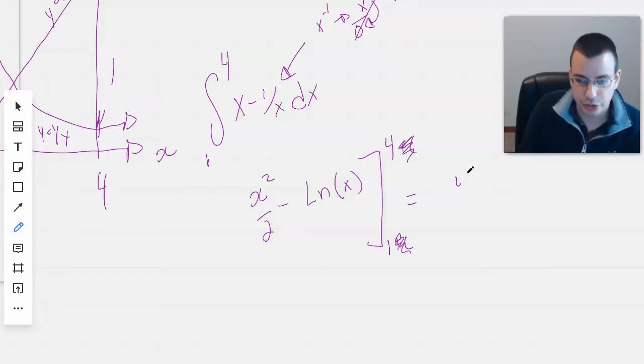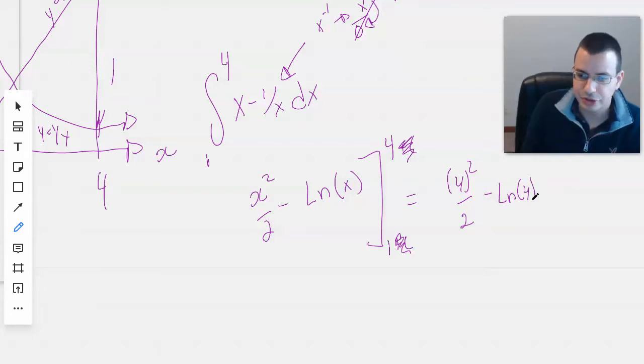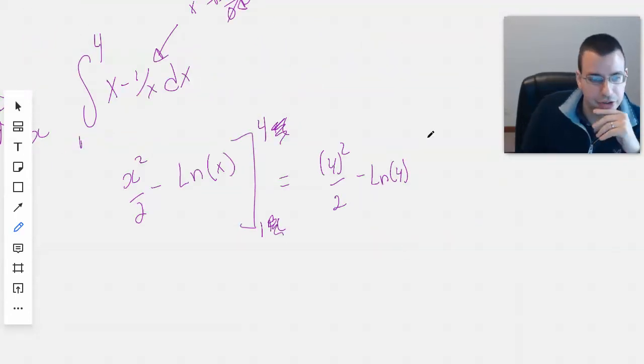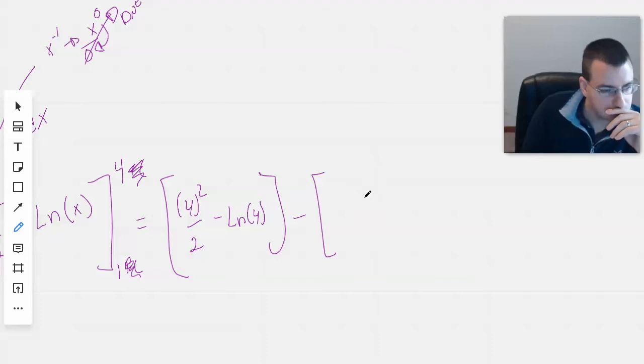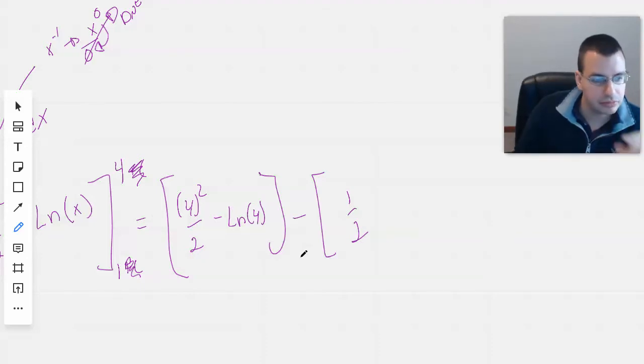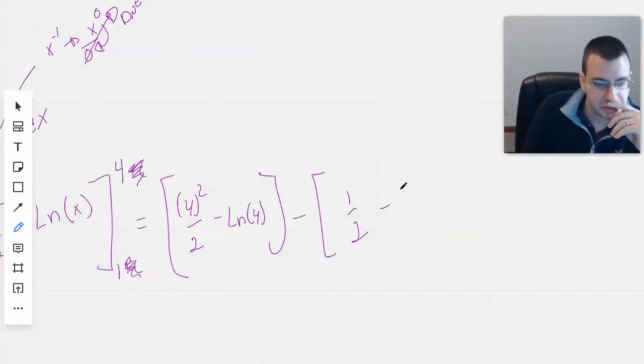So this one will be 4 squared over 2 minus natural log of 4. I'm not very good at drawing 4s. Minus, this would be 1/2 minus natural log of 1.